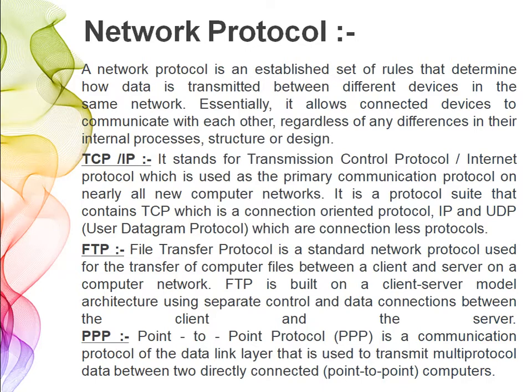Next we have PPP, Point-to-Point Protocol. It is a communication protocol of the data link layer that is used to transmit multi-protocol data between two directly connected computers. Here there should be a direct connection between two computers. Then we use PPP, Point-to-Point Protocol. Okay. This protocol was used when we used to connect to the internet using DSL lines, okay, using phone lines. Then we used point-to-point protocol.